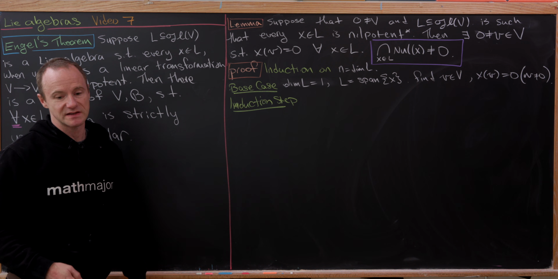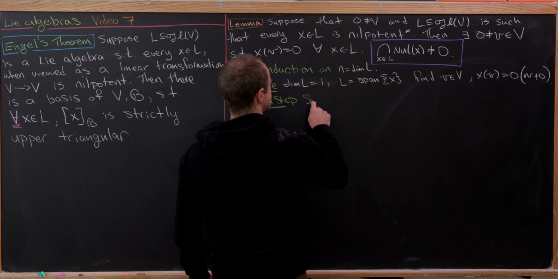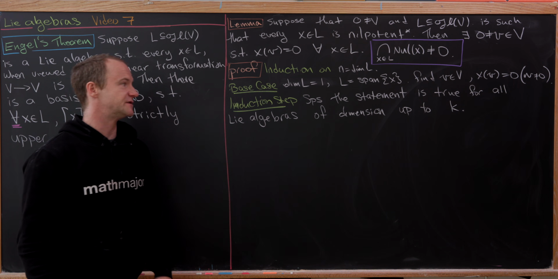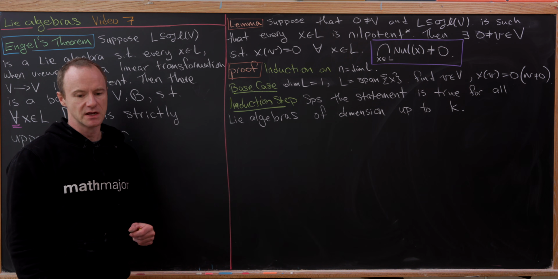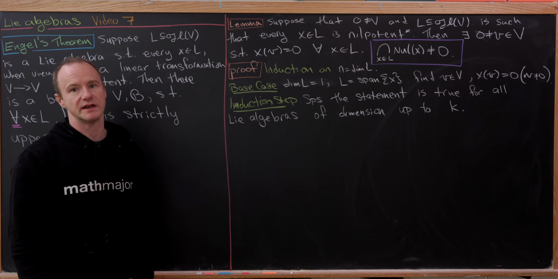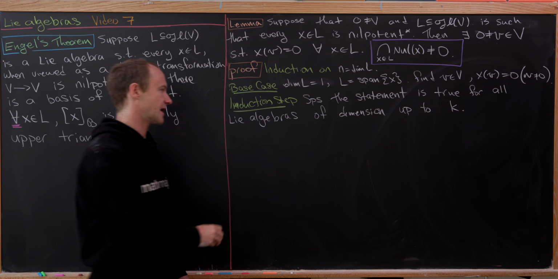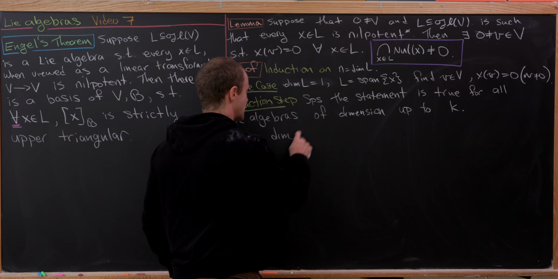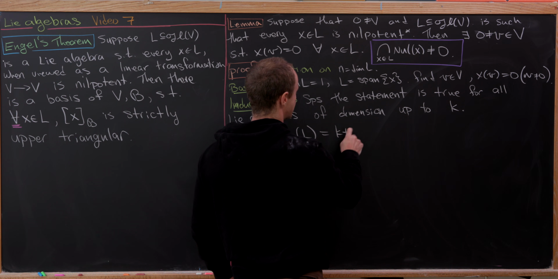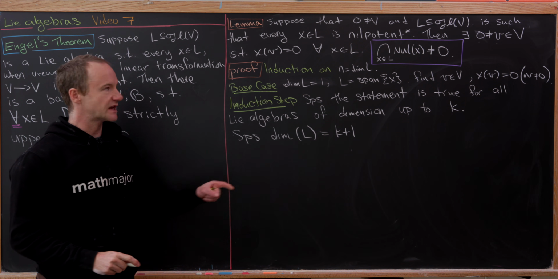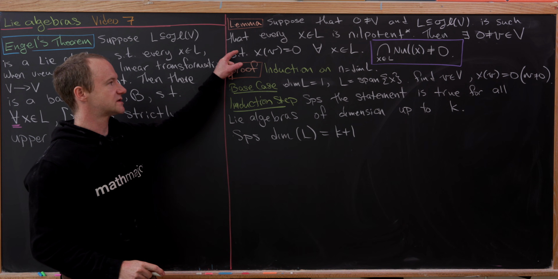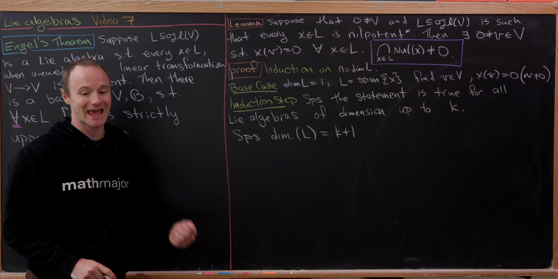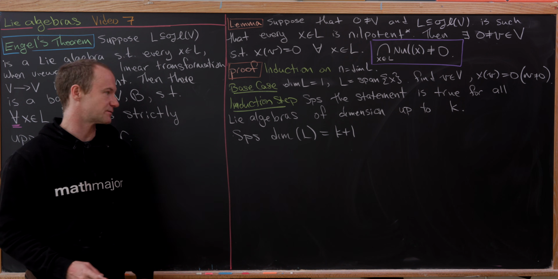Okay, so now let's move on to the induction step. So let's suppose that the statement is true for all Lie algebras of dimension up to k. So this is maybe like a strong induction hypothesis if you want to think about it like that. And then next, let's suppose that the dimension of L is k plus 1. So again, we're assuming that this statement holds if L is 1-dimensional, 2-dimensional, 3-dimensional, up to k-dimensional, and then we're looking at the next spot.